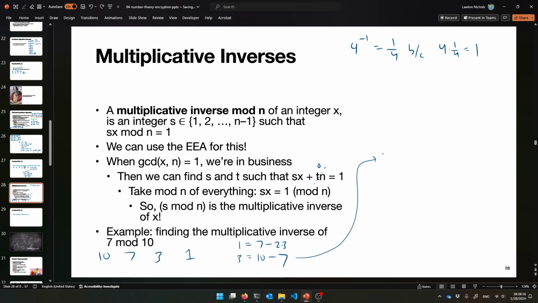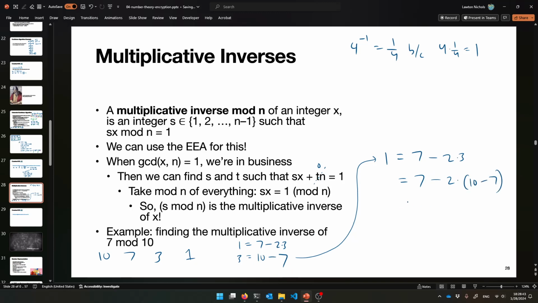That's why I did the extended Euclidean algorithm on them. It confirms the GCD was 1, because now I have 1 equals 7 minus 2 times 3, but I can plug in something for 3. So that's 7 minus 2 times 3, which is equal to 7 minus 2 times, and now I know 3 is equal to 10 minus 7. Those are the numbers I care about.